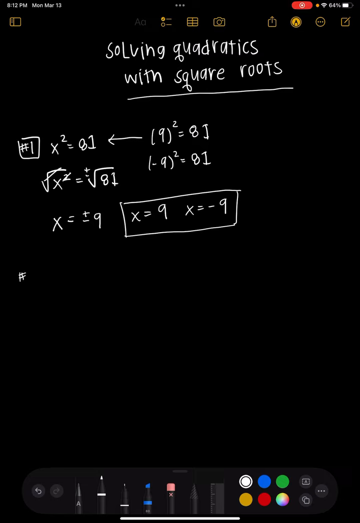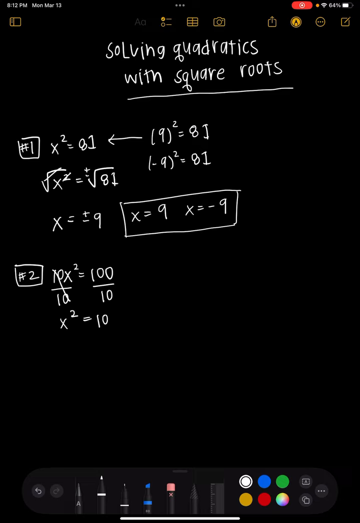Now let's look at the second example. The second example is 10x squared is equal to 100. So the first step is to get the x squared by itself. To get the x squared by itself, we need to get rid of this 10. Right now the 10 is multiplying the x squared. So to get rid of it, we're going to divide each side by 10. And when we divide the left side by 10, we're just left with x squared. Great. And when we divide the right side by 10, we end up with 10, because 100 divided by 10 is 10. Now we have the x squared by itself.